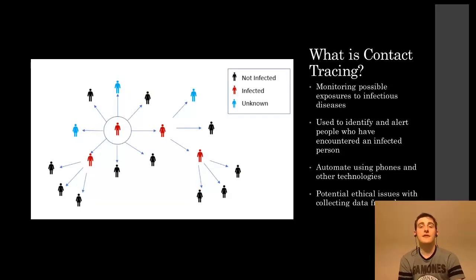So, what exactly is contact tracing? Well, when diseases spread, we like to know who's infected with that disease. And to prevent that disease, it's important to know which people we've come into contact with who have the disease. Or if we are infected with the disease, we'd like to be able to let others know that we have that disease. So doctors and health professionals have developed this idea of contact tracing, and it's going through the people that we know and seeing how we can help prevent that disease from spreading. It's used to identify and alert people who have encountered an infected person.